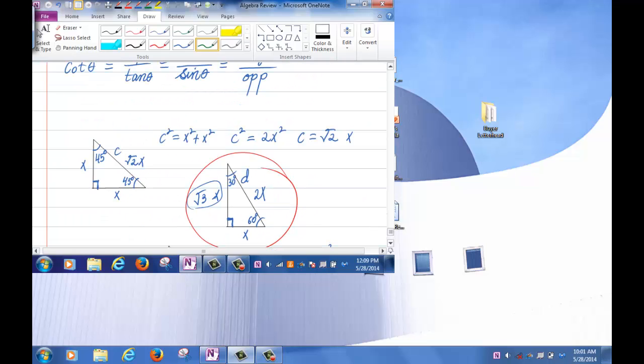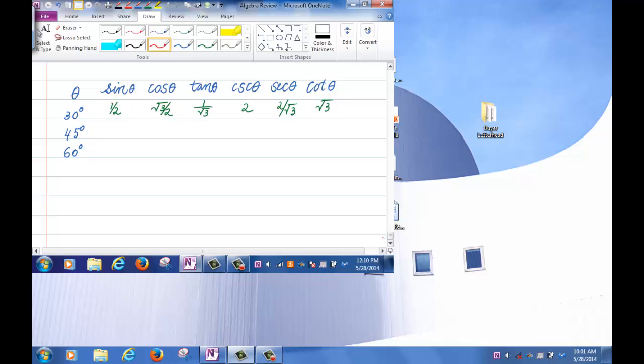Okay, now can someone tell me what is sine 45? Now we look for 45 degrees. Where do I look? Now I look at the 45, 45, 90 degree triangle, right? So what is sine 45 degrees? 1 over square root of 2. So this is usually 1 over root 2.